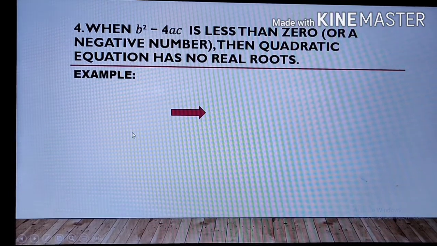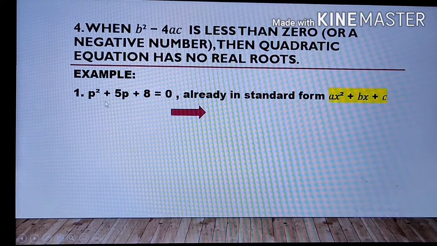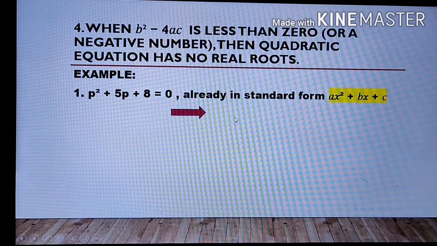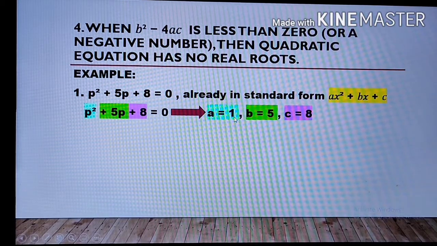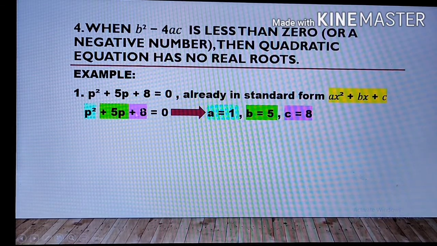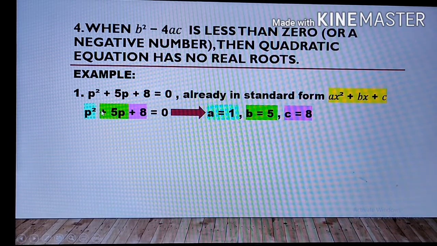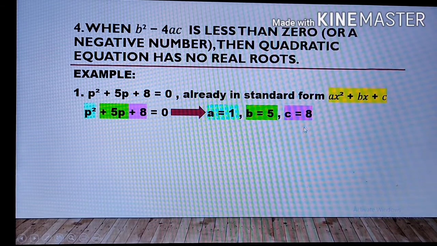So, example number 1, p squared plus 5p plus 8 is equal to 0. So, it is already in standard form. Next, we are going to find the values of a, b, and c. So, our a is 1. Then, b is plus 5, so positive 5. Then, c is plus 8, so positive 8.